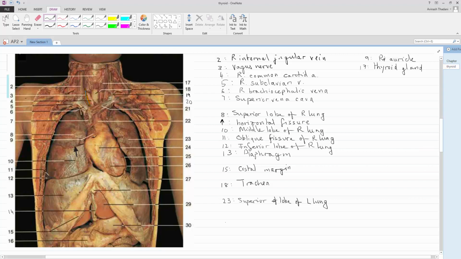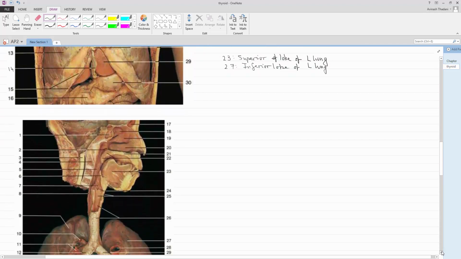So 27 is the inferior lobe of the left lung. Please notice once more that you can barely see the inferior lobe on the anterior view. 28 is the xiphoid process, actually. That's part of the sternum. 29 is the liver, or more specifically the left lobe of the liver. 30 is the stomach. Again, these are part of the digestion. And that's about it. So let's move on to look at the next diagram over here.